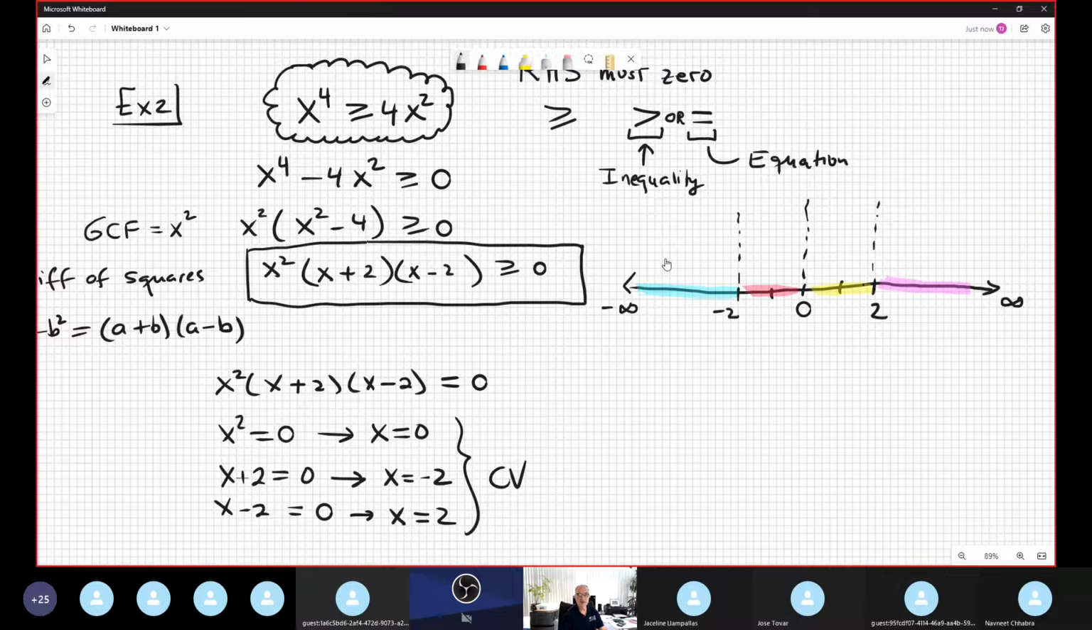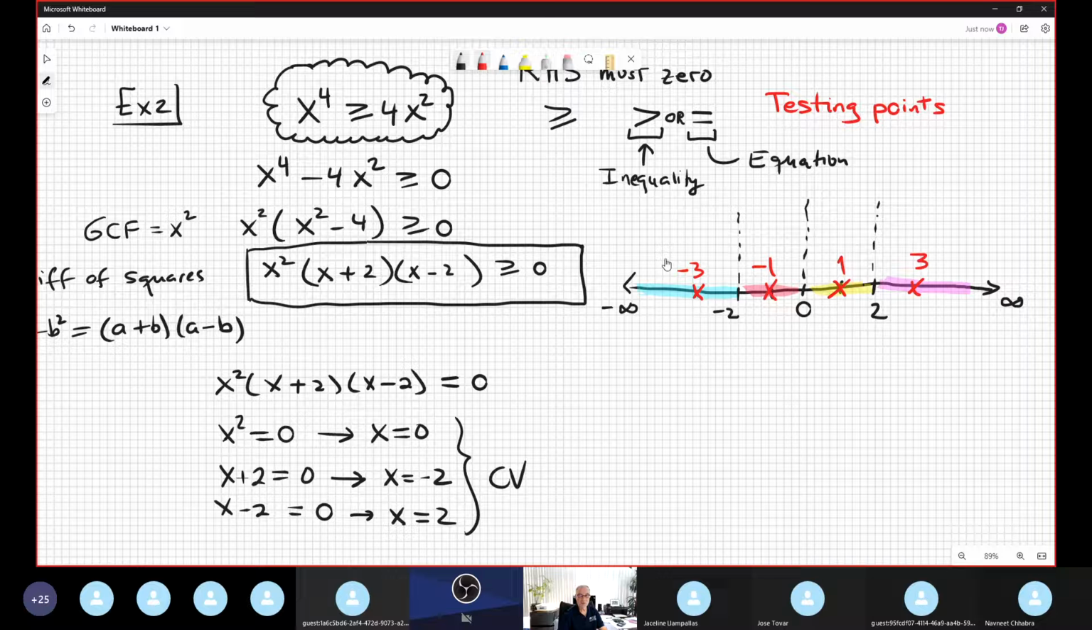Okay. You take a testing point inside each interval. In my paper I selected negative 3, negative 1, positive 1, and positive 3, but you can select a different value. Always, when you select one inside each interval, the behavior is the same. Same behavior, same sign.